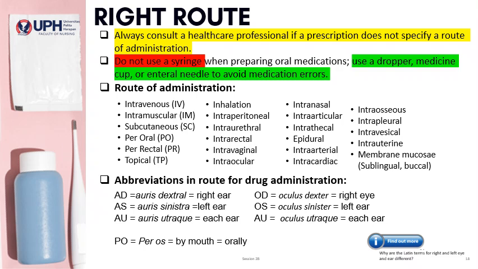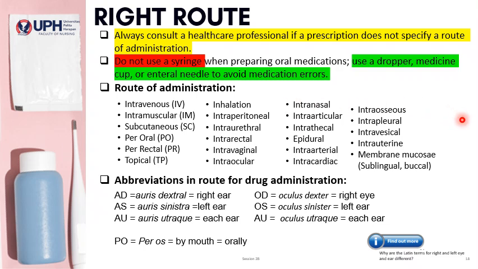Now with the right route, you always consult a healthcare professional if a prescription does not specify a route of administration. And if you're going to prepare oral medication, do not use syringes; use a dropper, medicine cup, or enteral syringe to avoid medication error.